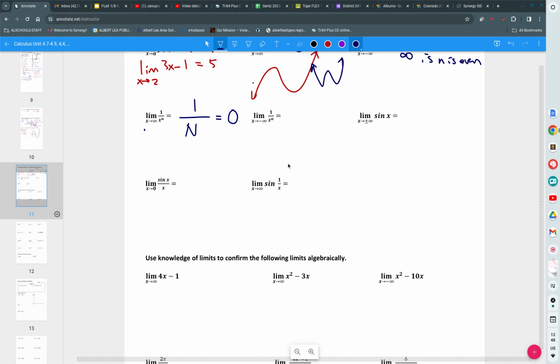So if you think of, say, 1 over 10, 1 over 100, 1 over 1,000, see as that gets bigger, those are getting smaller in value. Okay, so it approaches 0. If you plug in a negative number, does it matter if it's 1 over a large number or 1 over a large negative number? Either way, it's still trending towards 0.